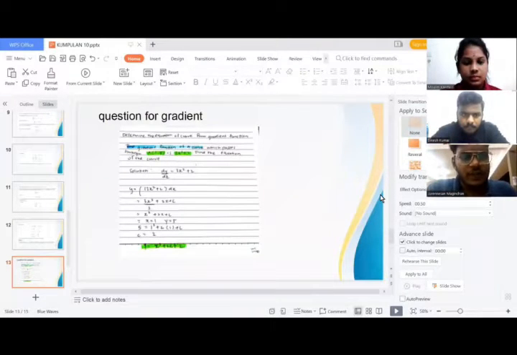This is the question for the gradient. It is an example. So the question is, the gradient function of a curve which passes through A, it is 1 and 5, is 3x square plus 2. So we have to find the equation of the curve.